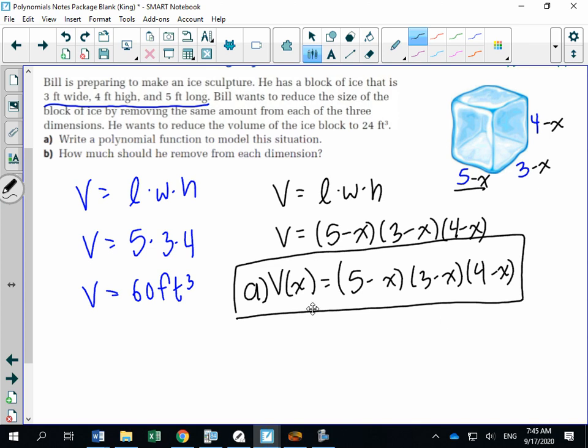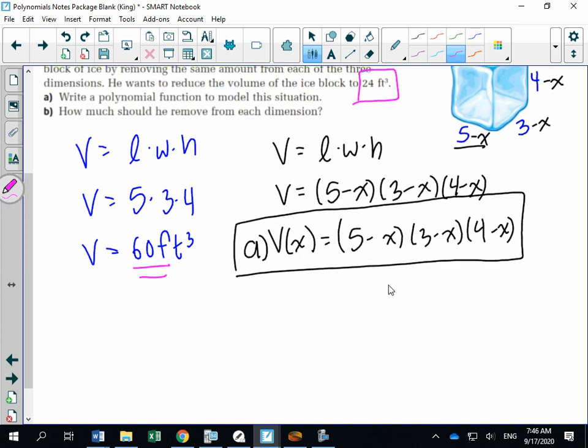Then B says, how much should he remove from each dimension? So now we have to actually calculate what they want x to be. And it says he wants to reduce the volume of ice to be 24 cubic feet. So we had it before he reduced it at 60 cubic feet. And now what he wants to do is reduce it to 24 cubic feet. So for B, we're going to put 24 where volume is, 5 minus x, 3 minus x, and 4 minus x.